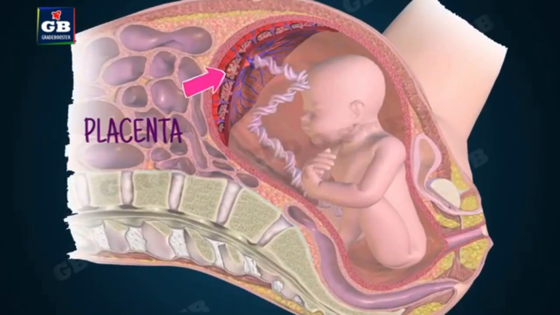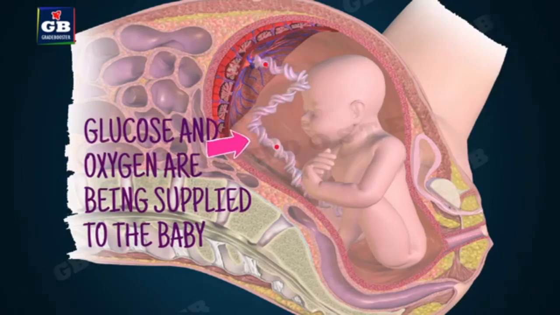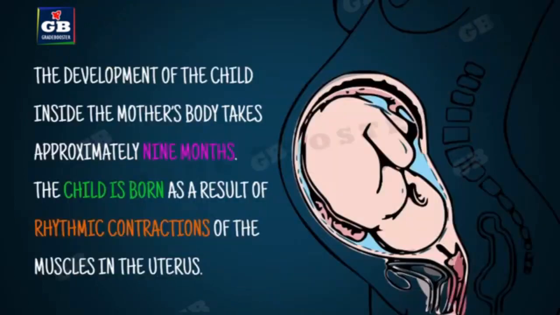Placenta is a special tissue that helps the embryo to get nutrition from the mother's blood. It is embedded in the uterine wall and provides glucose and oxygen to the embryo. Placenta also transfers the waste generated by the embryo into the mother's blood. The development of the child inside the mother's body takes approximately 9 months. This period is called as gestation period. The child is born as a result of rhythmic contractions of the muscles in the uterus.